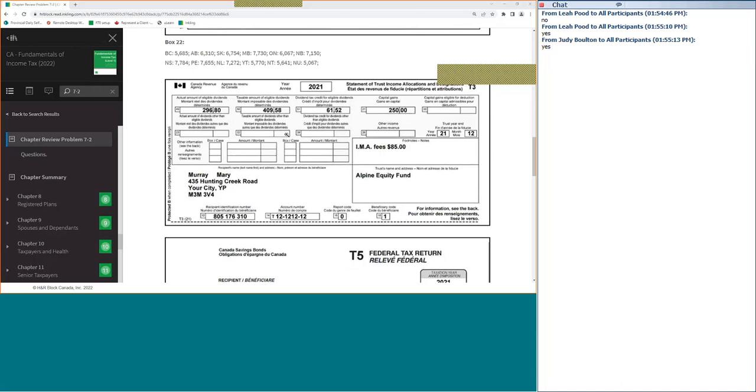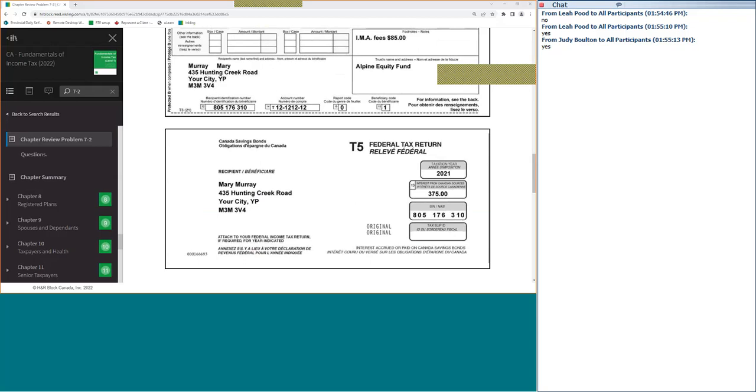Going down to her next slip, I'm going to have taxable amounts of eligible dividends that has to go on the return. Dividend credit is going to go on the return. I have capital gains. I have to do a Schedule 3. I have IMA fees. IMA fees on a slip? Yes. IMA fees, we have carrying charges on a slip. Circle that number.